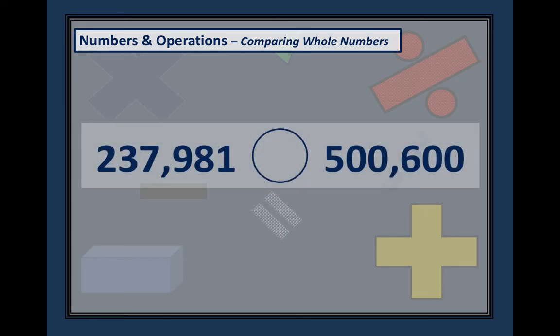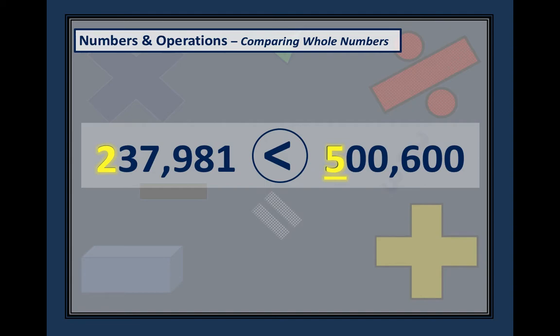In our first example, we're comparing two different six-digit numbers. You'll notice that they both go out to the hundred thousands place. Now it's important when you're comparing numbers that you compare like places. So we will be starting by looking at the hundred thousands place, which is the greatest place for these numbers. I notice that the number on the right has 500 thousands, while the number on the left only has 2. That makes the number on the right the greater number.